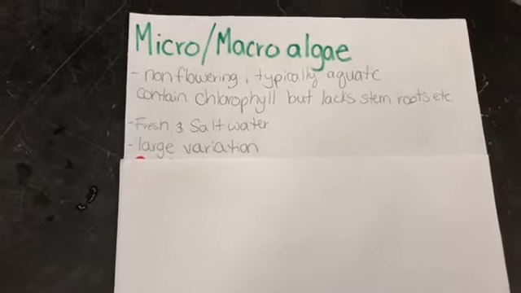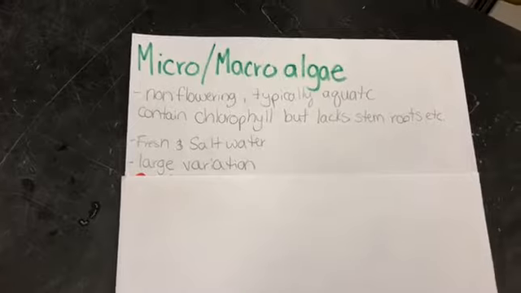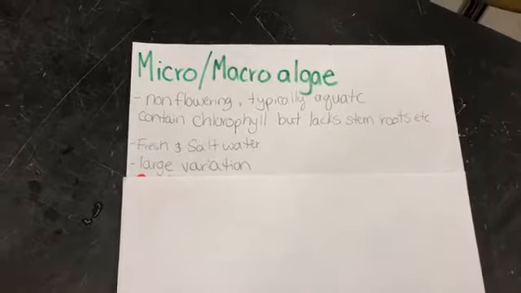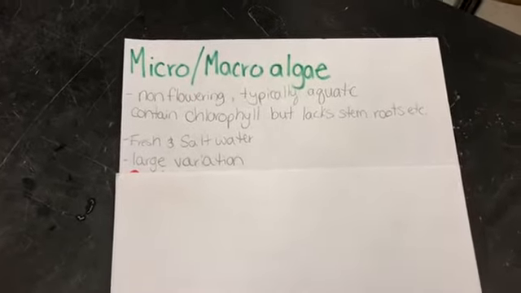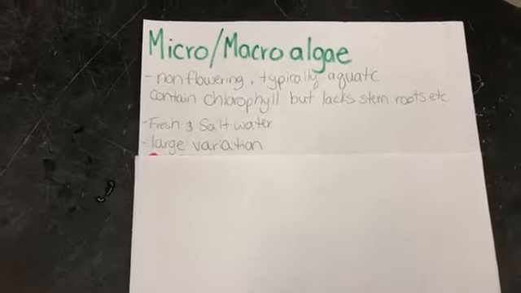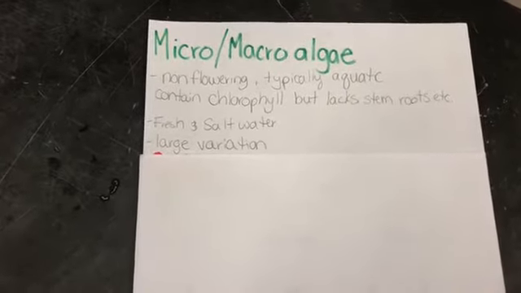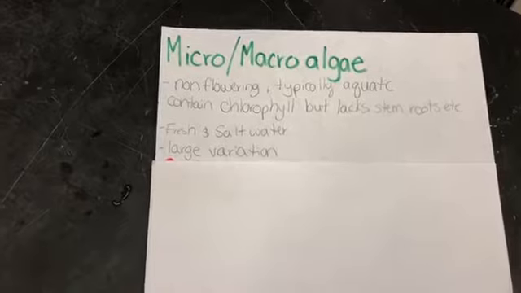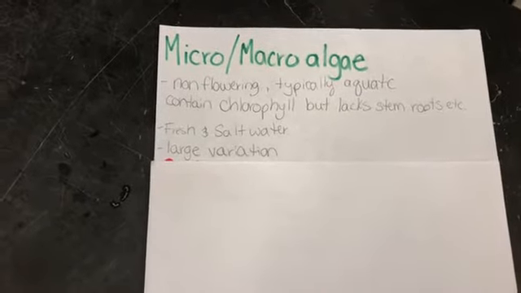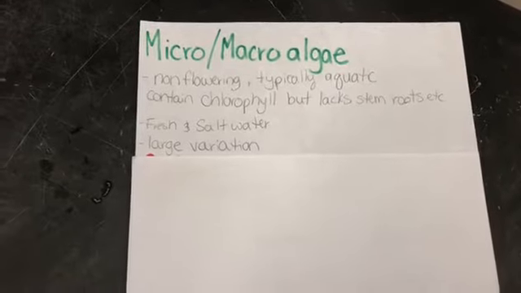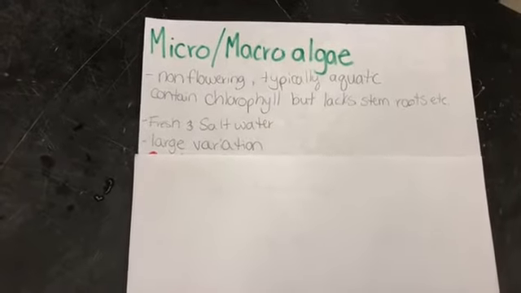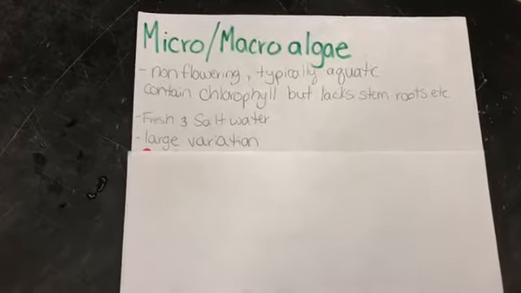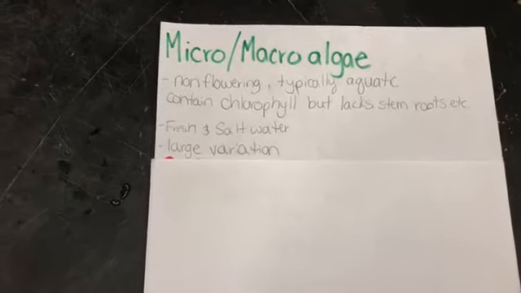So algae in general is not flowering. It is typically aquatic, and it contains chlorophyll, but does not have any true stems, roots, or leaves. It can be found in both fresh and saltwater environments, and there is a very, very large variation. Algae can survive in very harsh conditions. There's some algae that are actually found in hot springs and very salty water like the Dead Sea, and also in freshwater lakes and small little ponds that you don't think anything else would survive in.